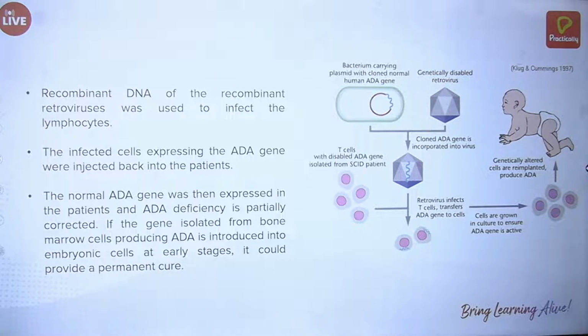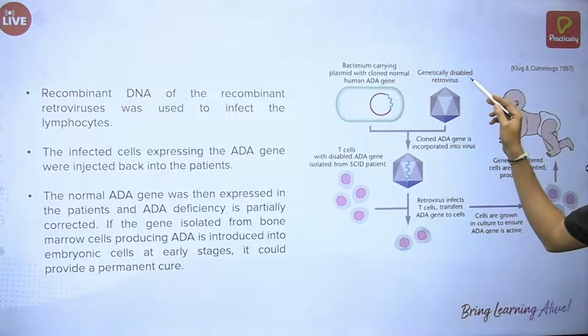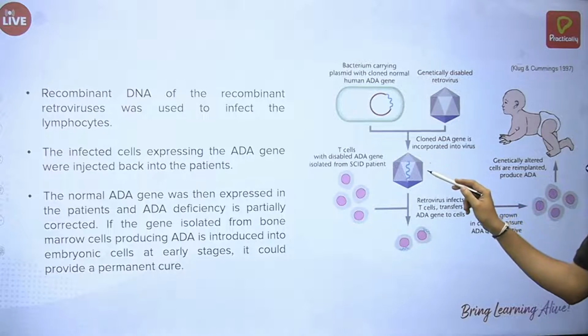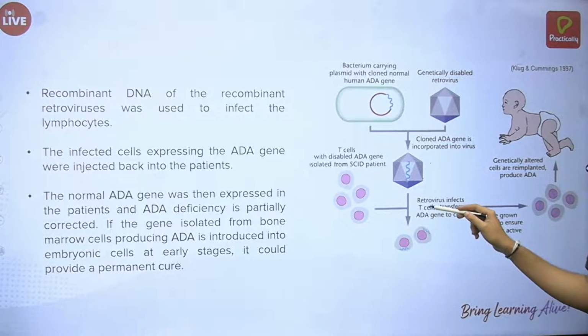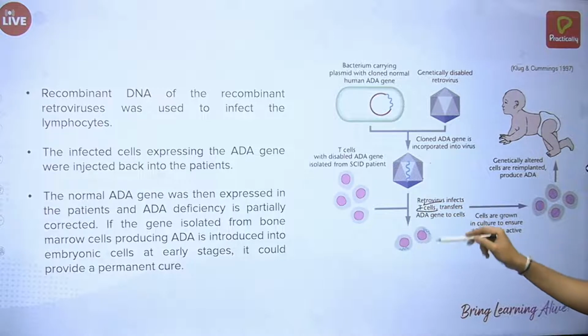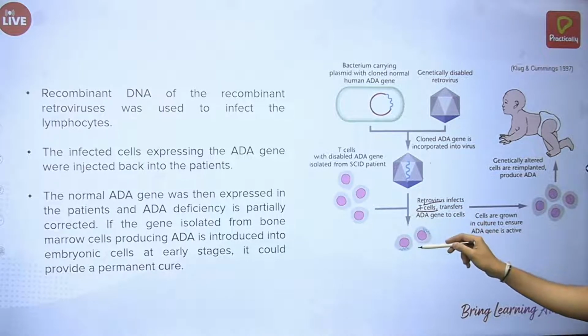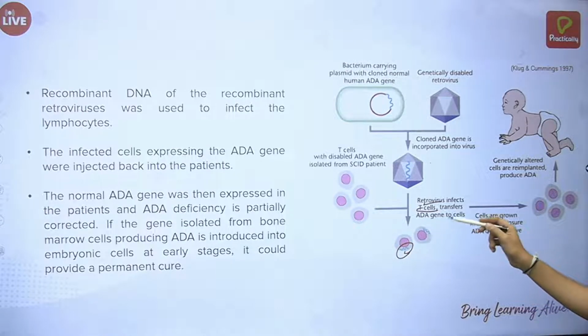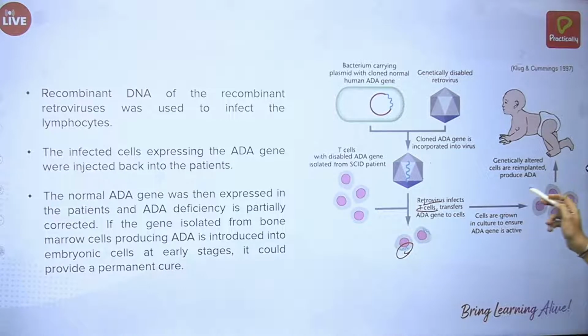Here we have the bacterium carrying plasmid with cloned normal human ADA gene. Then we have the genetically disabled retrovirus. We are going to clone them together and add this into the retrovirus, which infects the T cells, the lymphocytes, and puts in the ADA gene which is required. Then we culture that and inject it into the child who does not produce ADA. So this is how it is done.